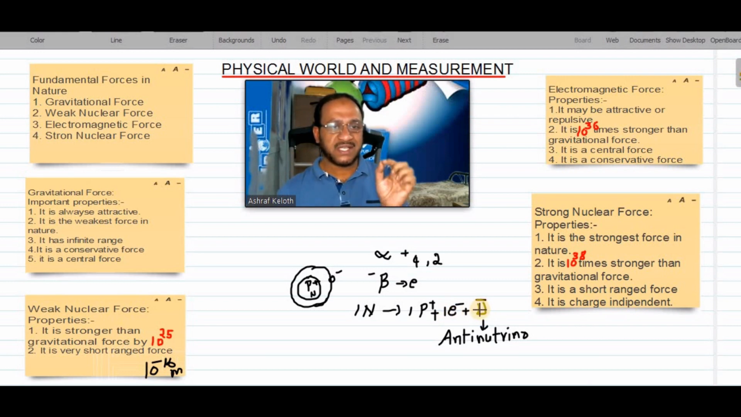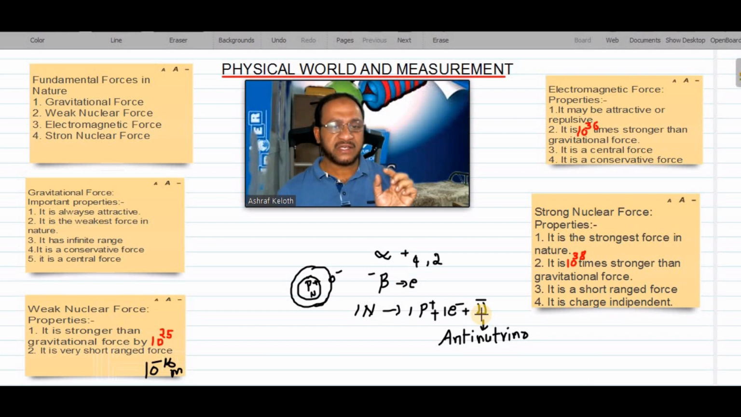This antineutrino is a chargeless, massless particle. When we say massless, it doesn't mean its mass is exactly zero. We say zero mass because its mass is very, very small. If mass is not there, we cannot say a particle exists. If there is a particle, it should have a mass. So it has mass, but it is very much less than the electron. The mass of an electron is nearly 1 by 2000 the mass of a proton. If you divide the proton mass into 2000 equal parts, only one part is the mass of an electron. The antineutrino's mass is less than that, very negligible. So we say it has no mass, but it has mass.